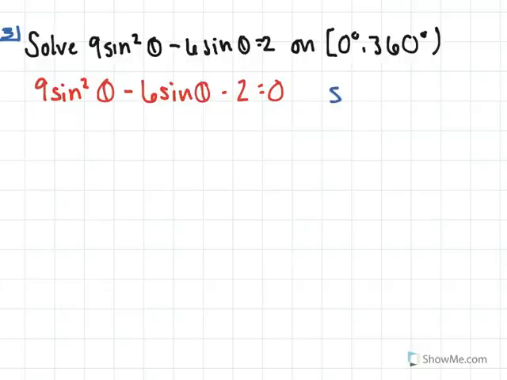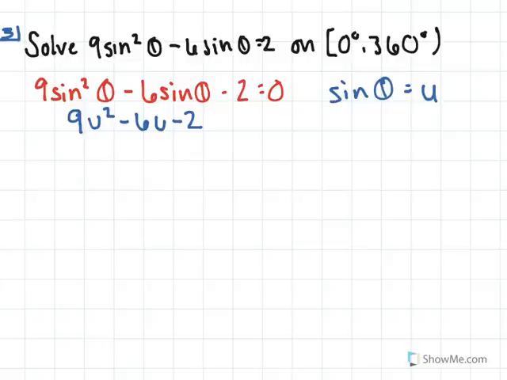Now consider for a second that this is sort of in the form of a quadratic. So pretend that our sine of theta, we're just going to substitute that with u. So then this would just be 9u squared minus 6u minus 2. And we could just use the quadratic formula to find our answer.